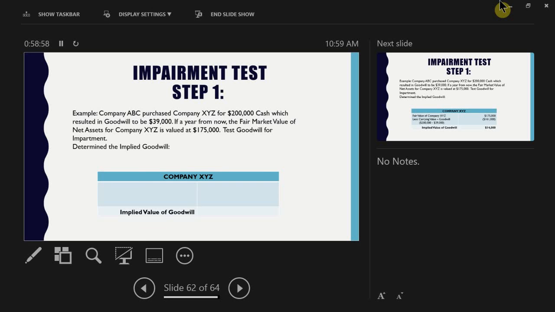So in this case, when you got it reappraised and revalued, now a year later, company XYZ's fair market net assets have dropped to 175. Okay? Before, it was valued a lot higher, right? I don't remember exactly what it was valued at, but it was valued highly. And that's why ABC company decided to purchase it for $200,000.